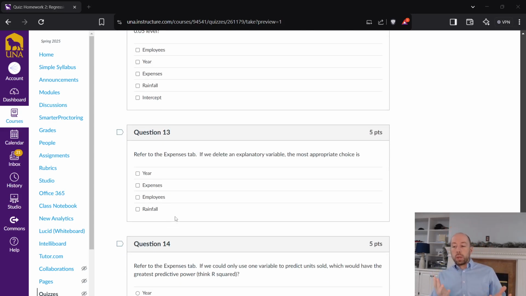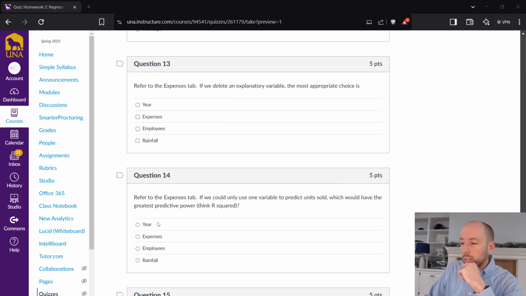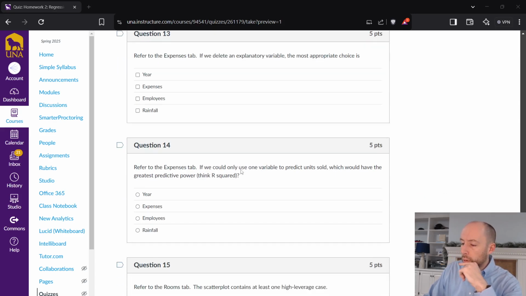If we delete an explanatory variable, the most appropriate choice is interesting. So we're doing a simple version of model selection here. I've got multiple variables that I can include in a regression. If I could delete one, which would I choose and why? Would I choose one that perhaps has very little explanatory power? I think that would be the way to go. And would I choose one that perhaps is not statistically significant? That could be something to look for. It may be that one of them is clearly not helpful in the model output.